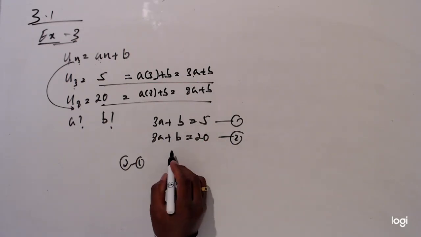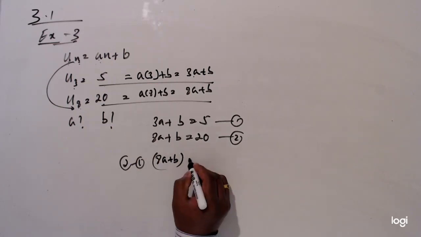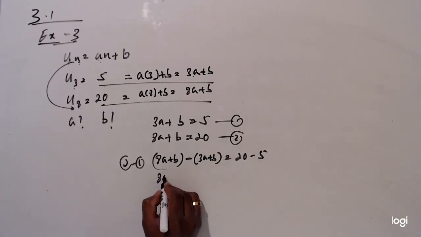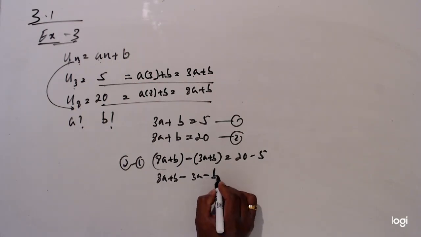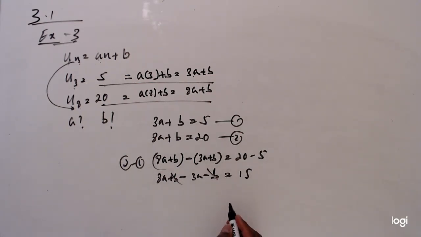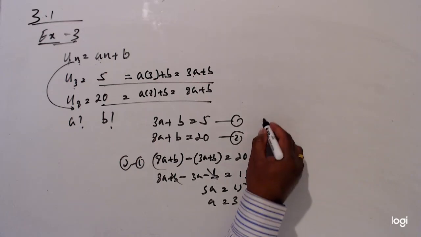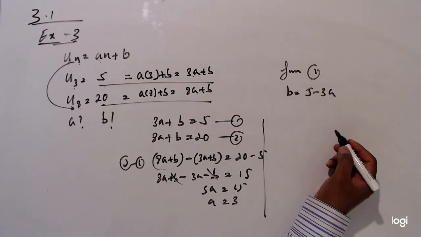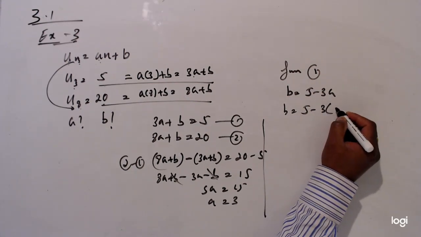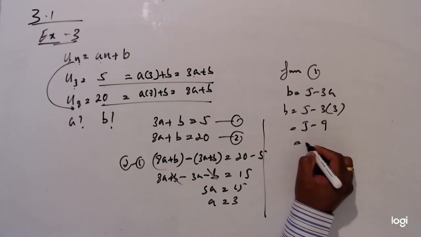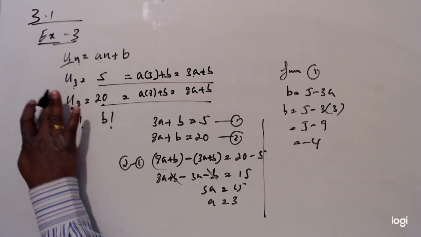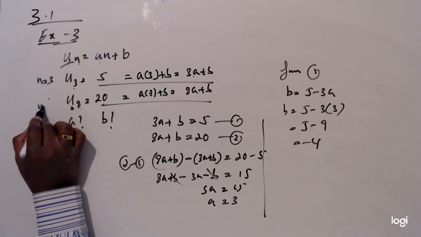So this will give, I will do it properly, 8a plus b minus 3a minus b equal 20 minus 5, which is 15. The b's cancel out. 5a equal 15, a equal 3. Now from equation 1, b equal 5 minus 3a. So b equal 5 minus 3 times 3, which is 5 minus 9, which is minus 4. So in here you can write n equal 3 and n equal 8.